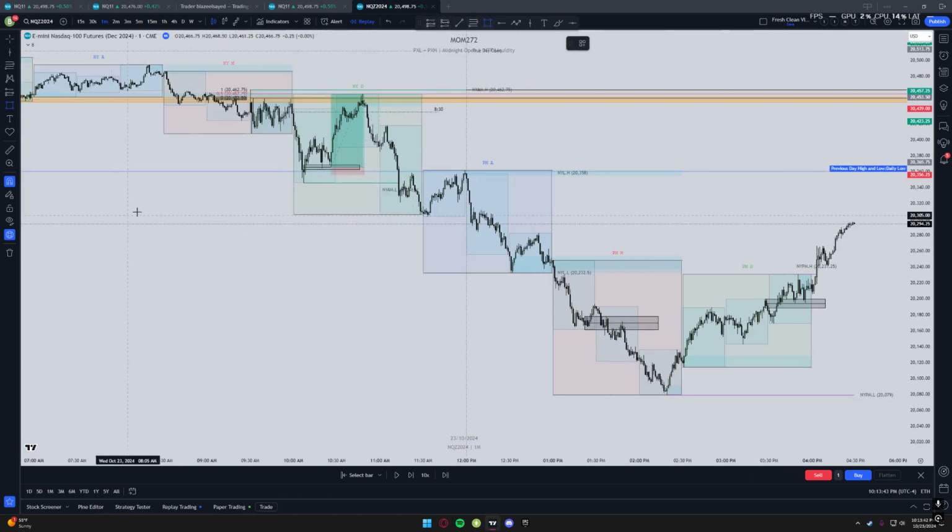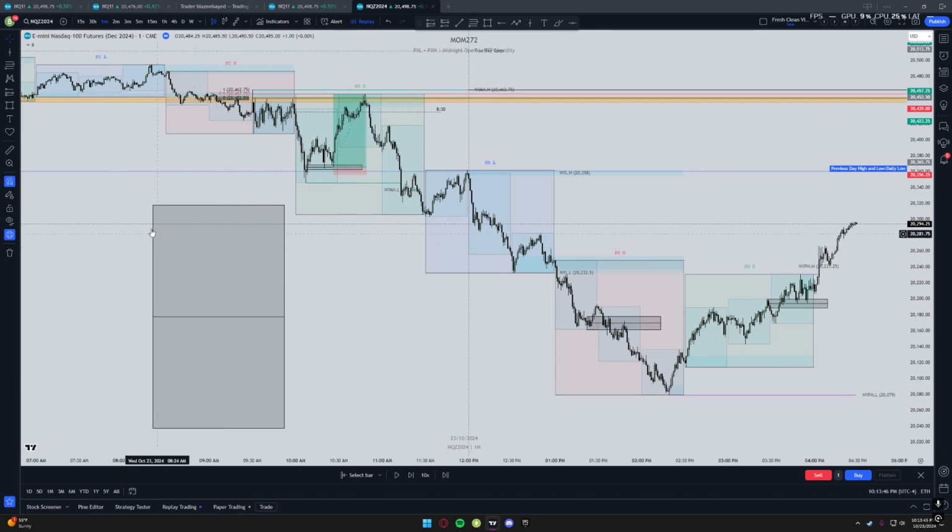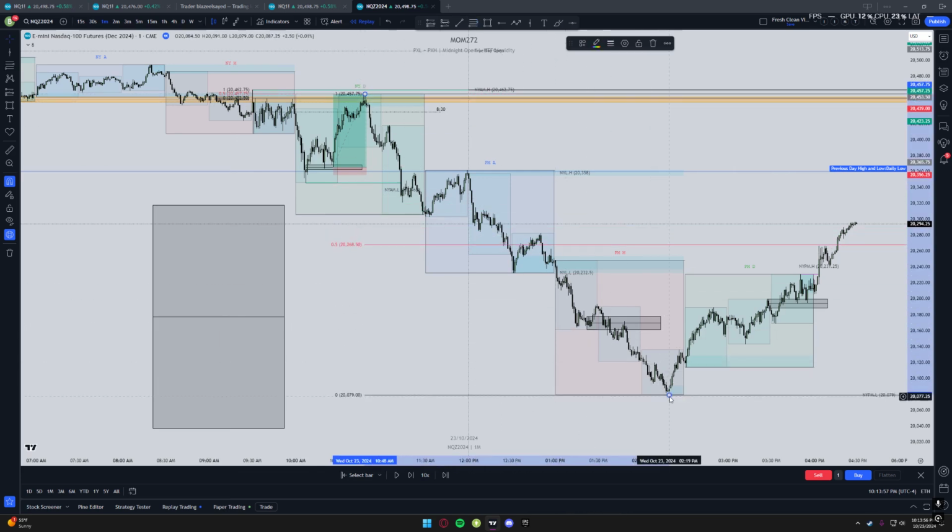ICT teaches discount and premium as, premium is up here, discount is down here, of the range essentially is what it's described as. So if you can imagine that this is the range for the day, when you are buying, you want to buy at a discount. When you're selling, you want to sell at a premium, because you can imagine when you sell at a premium, you can then buy down here and then you make your profit. When you buy at a discount, you can sell at a premium. It's pretty self-explanatory, but those are the terms.